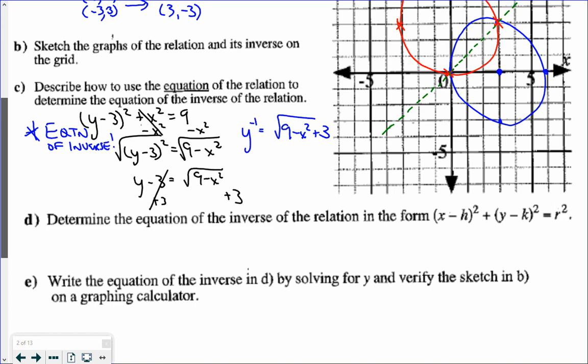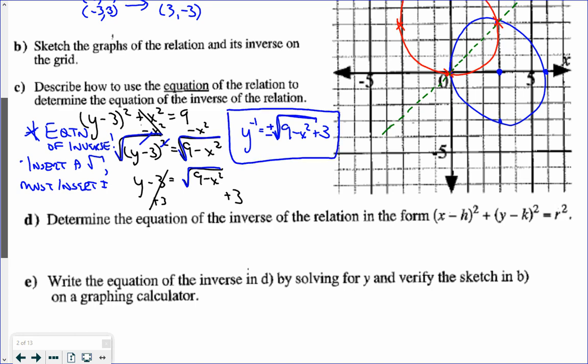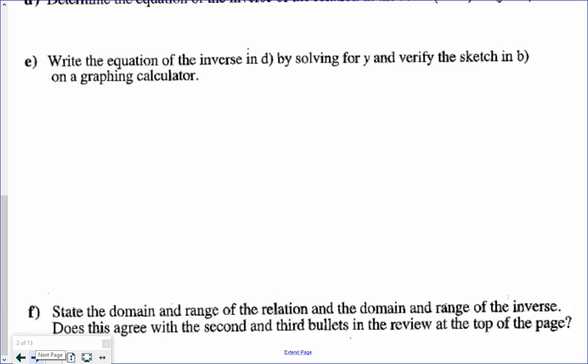So when we're doing inverses, and this is for inverses only, when you're doing the equation of an inverse, if in your process you have to insert a square root, then you must insert plus minus. So here I inserted a square root to get rid of the squared. Because I inserted a square root, I have to insert plus minus in front of it. If you don't write that plus minus in, it is wrong. Okay, it has to be inserted in there.